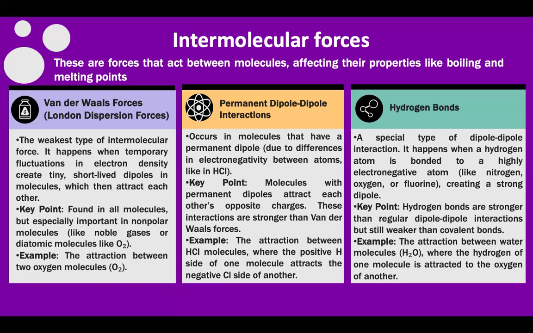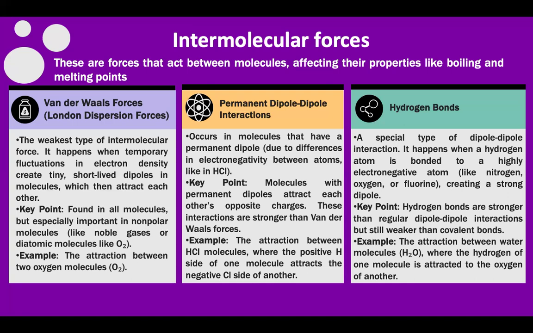The second intermolecular force is permanent dipole-dipole interactions, which occur in molecules that have a permanent dipole due to differences in electronegativity between atoms, like HCl. Key points: molecules with permanent dipoles attract each other through opposite charges, and these interactions are stronger than van der Waals forces. An example is the attraction between HCl molecules, where the positive H side of one molecule attracts the negative Cl side of another.